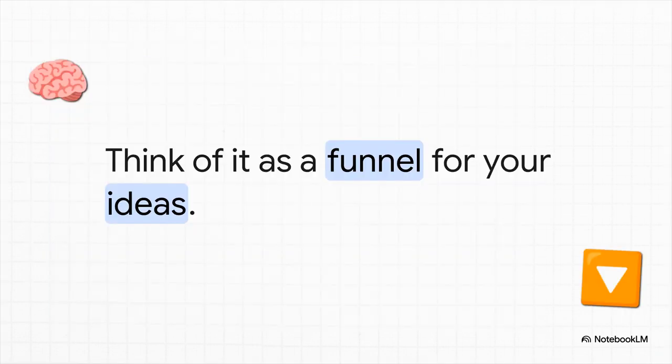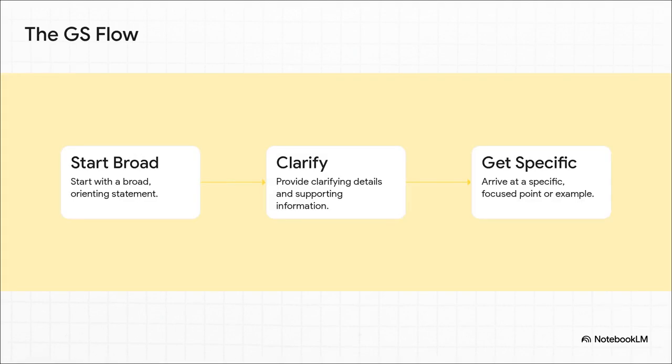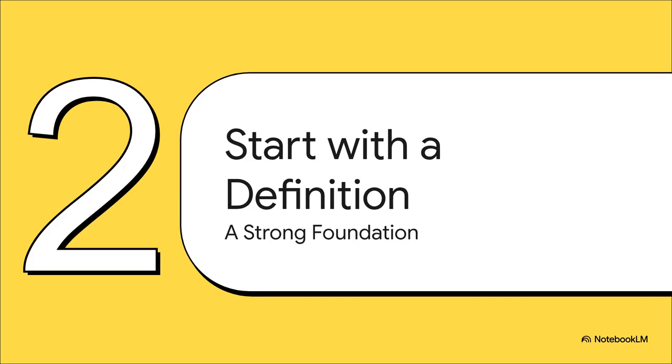A perfect way to visualize this is to think of it as a funnel for your ideas, right? You pour all your broad, general thoughts into the wide opening at the top. The funnel's job is to then channel and concentrate all of that into a single, sharp, and really impactful point at the very bottom. And the flow is basically a three-step process. First, you open up with a general idea to kind of set the scene. Second, you start building on that idea with clarifying facts and supporting evidence. And then finally, you land on a highly specific conclusion or a really concrete example that drives your main point home.